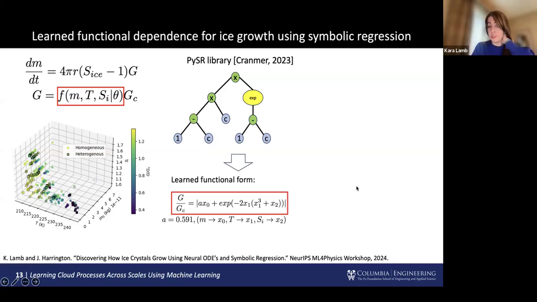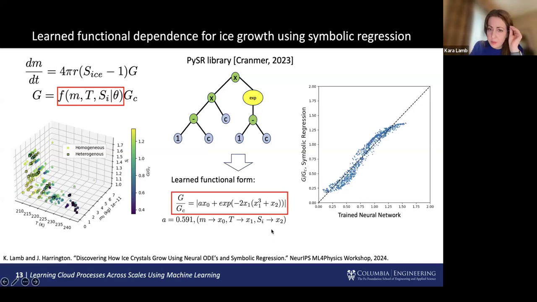And so I get out this learned functional form, and this is in terms of non-dimensionalized mass, temperature, and supersaturation. And I can also then compare the symbolic regression equation with what the trained neural network was predicting. So this is some work that we have recently had accepted in the NeurIPS ML for Physics workshop. There's still some things to work out, like how to include uncertainty in this type of framework, but that's sort of a work in progress.